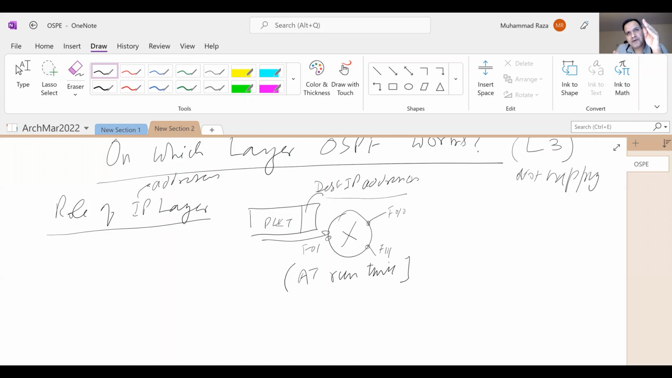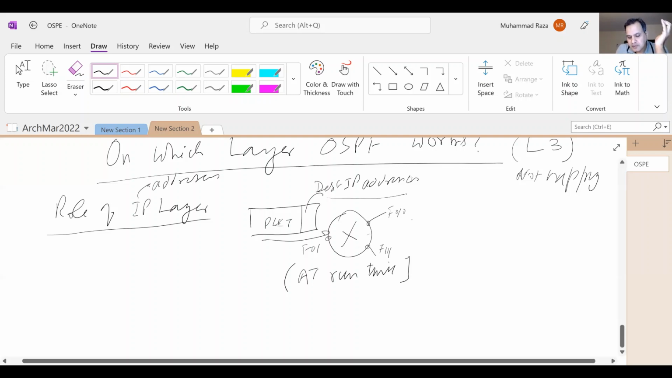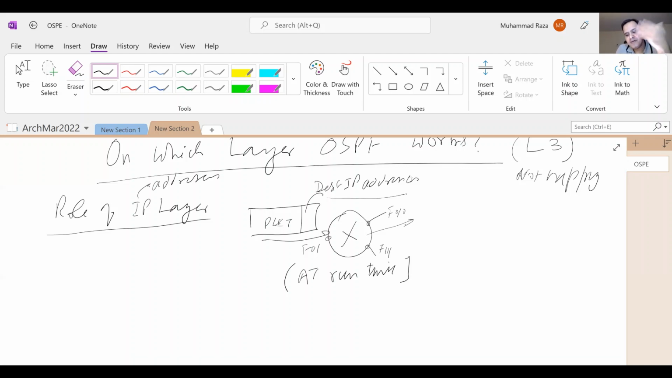If I decide to forward this packet based on this destination address, I would forward it towards one of the hops. So I would send it out in the direction of either of these 2 interfaces which I have in this example. This is the role of the IP address layer, L3.